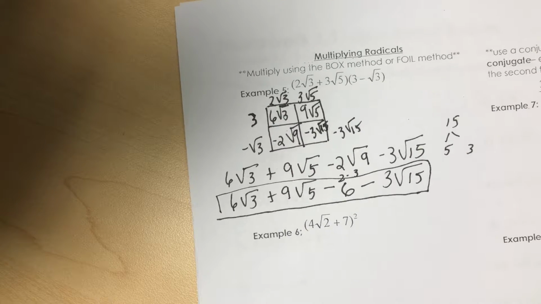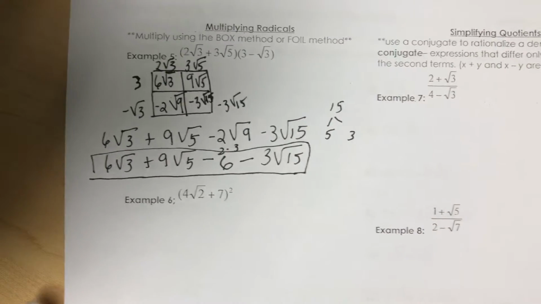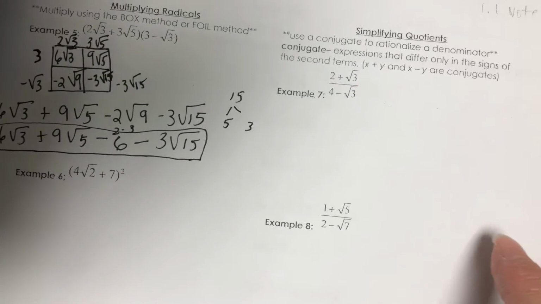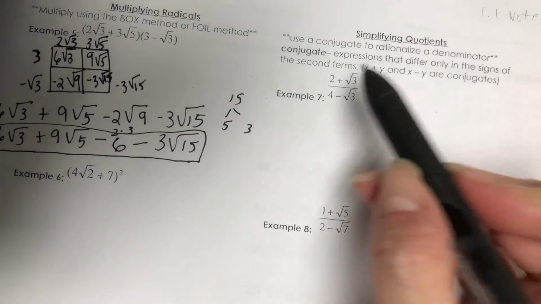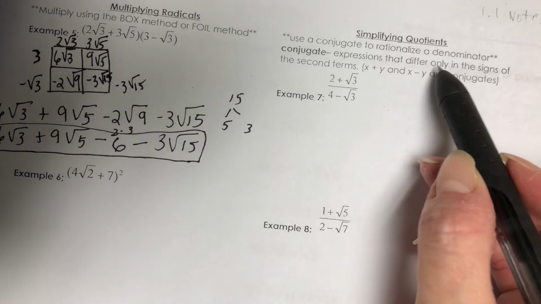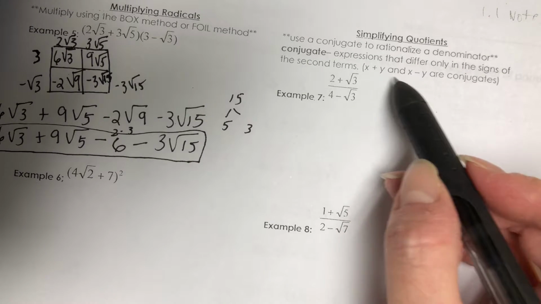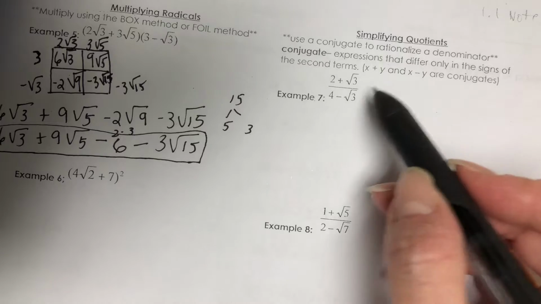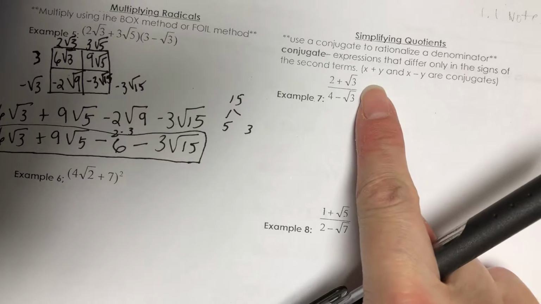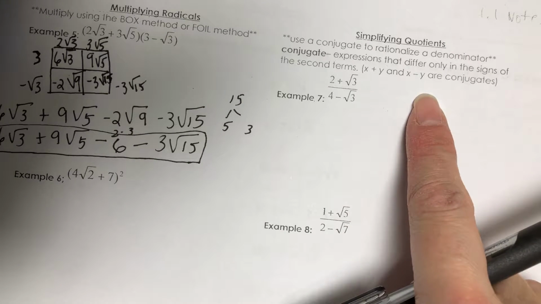Okay. All right, and now let's look at one of these over here on the right, simplifying quotients. Use a conjugate to rationalize a denominator. A conjugate means expressions that differ only in the signs of the second terms. For example, x plus y and x minus y are conjugates.